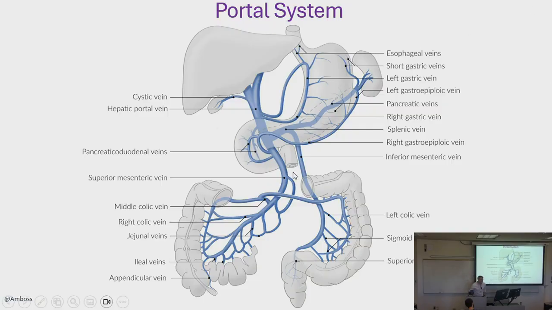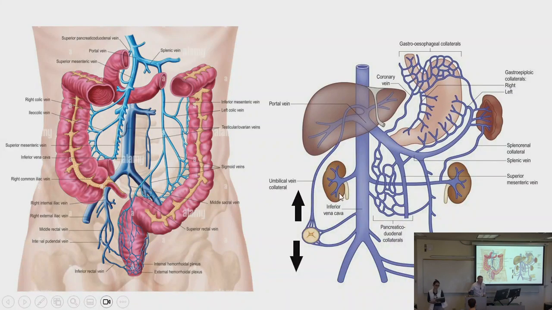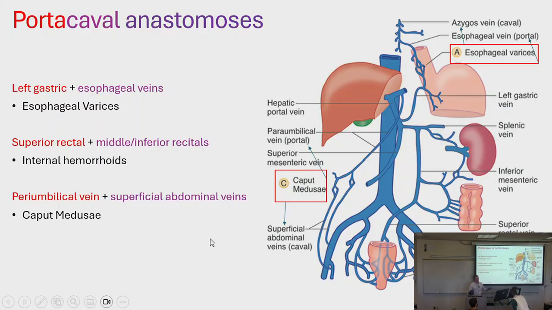So big things here, we talked about the splenic vein coming across. The inferior mesenteric vein comes up. Oftentimes it'll drain into the splenic vein, join with the superior mesenteric vein, and that will form the portal vein. And that will go into the liver. Here we can see it a little bit larger. I'm actually going to skip this one because I want to show the portal caval anastomoses.